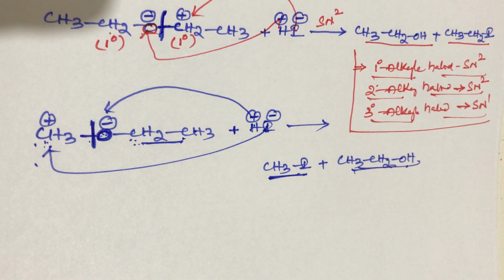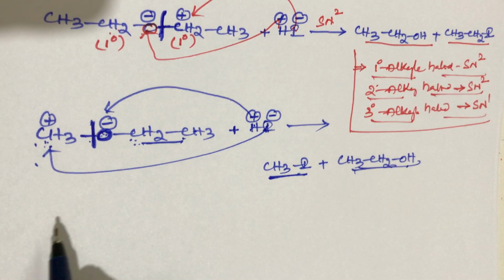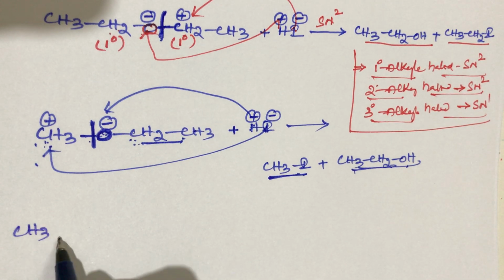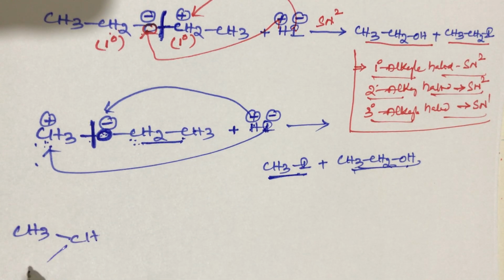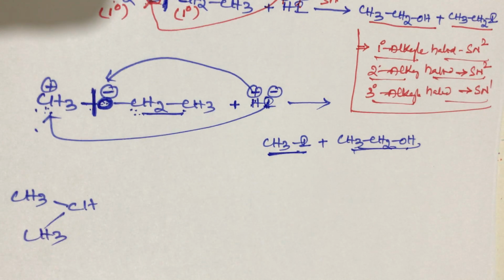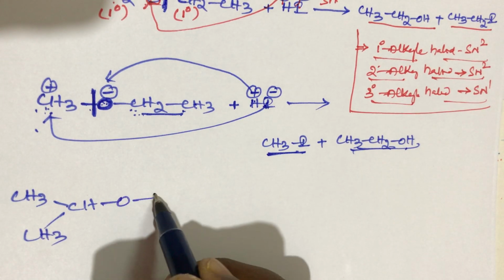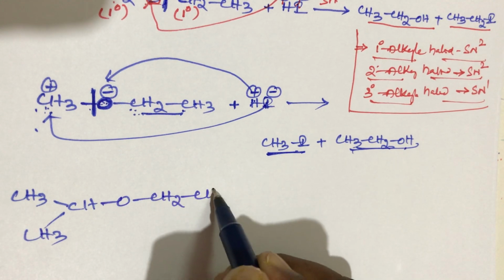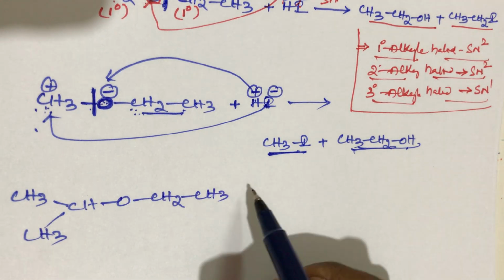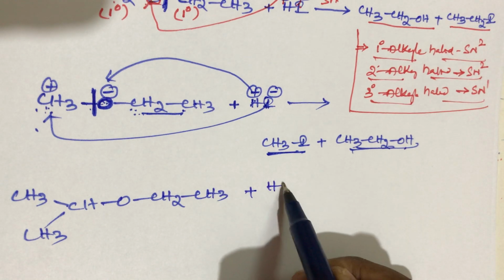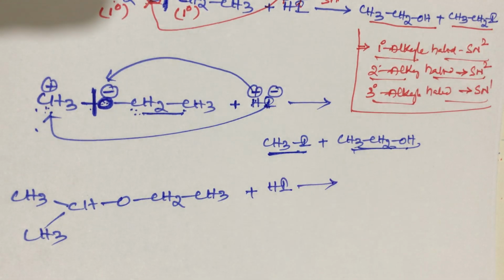Now, take one more example: CH3, then CH, then CH3, then O, then CH2, then CH3, reacting with hydroiodic acid, HI. So, what is the product?